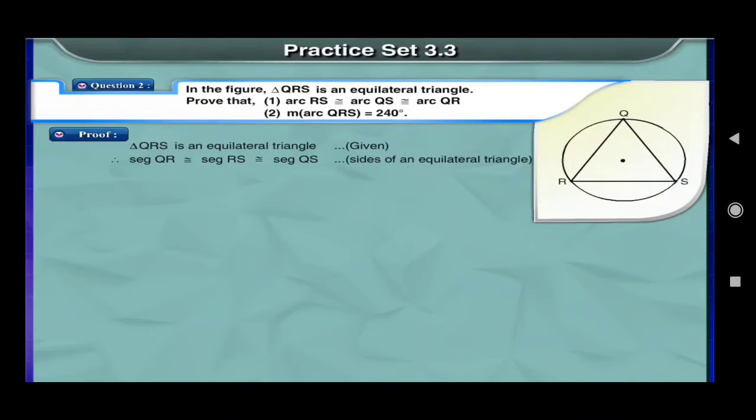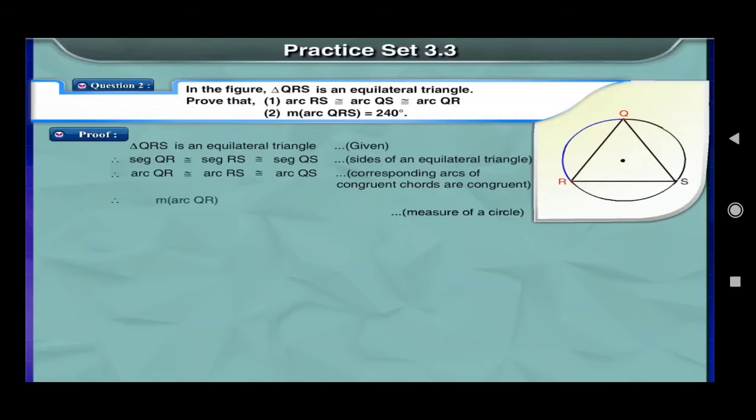Now, can you name the arcs corresponding to these chords? Yes, they are arc QR, arc RS, and arc QS respectively. You have learned the theorem: the arcs of the same circle corresponding to the congruent chords are congruent. Therefore, arc QR is congruent to arc RS is congruent to arc QS. Since arc QR, arc RS, and arc QS constitute a full circle, and the measure of a circle is 360 degrees, therefore, measure of arc QR plus measure of arc RS plus measure of arc QS is equal to 360 degrees.